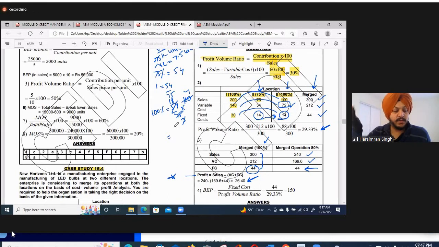What is debt equity ratio? What is the meaning of debt? Borrowed fund. What is the meaning of equity? Owned fund, minus your intangible assets. So debt equity ratio क्या हो गया: borrowed fund divided by owned fund minus intangible and fictitious assets.